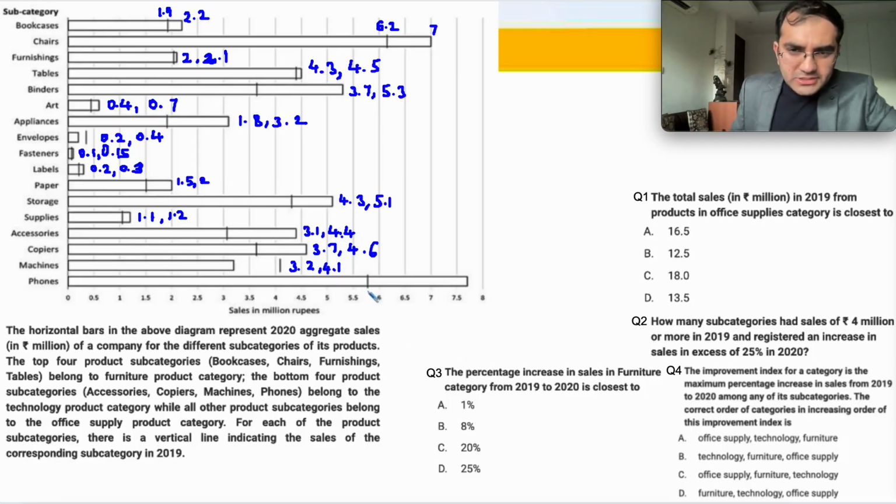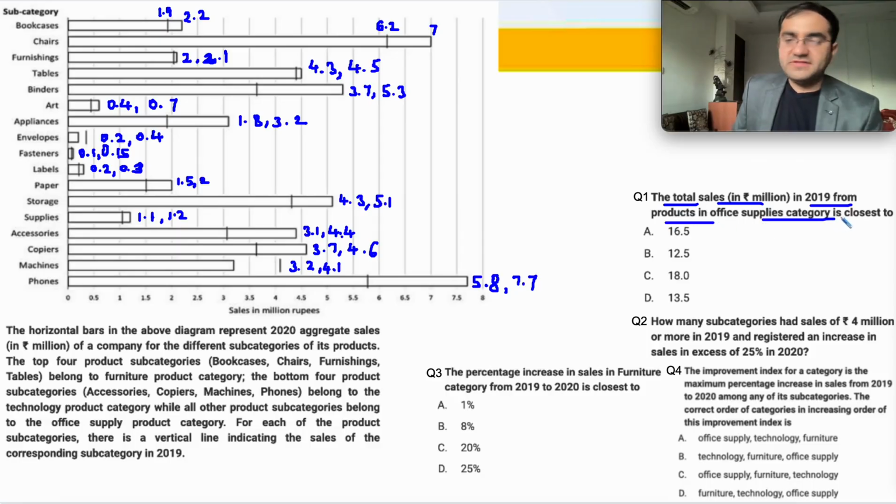ये last वाला बचा हुआ है, उसको लिख देते हैं. 5.5 and 6 मिड पॉइंट से थोड़ा सा आगे 5.8 हो जाएगा. 5.5 and 6 का मिड पॉइंट 5.75 से थोड़ा सा आगे 5.8, and over here 7.5 से थोड़ा सा आगे at 7.7. ठीक है, done. The total sales in 2019 from products in office categories is closest to.